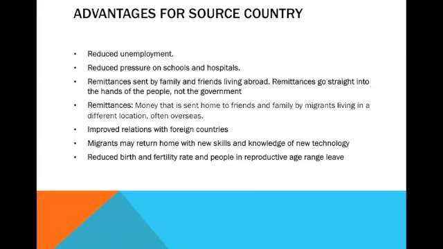It's easy. Okay, also, another advantage for source countries is that they will have improved relations with foreign countries because more of their people are working for them and stuff. So improved foreign relations. Also, migrants may eventually return home with new skills and knowledge of new technology, and that can result in industrial improvement and stuff, because people are smarter and more educated. Also, there will be a reduced birth and fertility rate, as people in reproductive age range leave, because that's generally the age that people will emigrate. For instance, if you're 90 years old, you're not going to leave your country no matter what. But if you're in your 20s, you're still pretty young, you still want to make a lot of money, so you might leave.